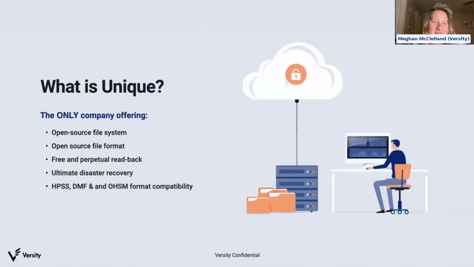What's unique about Versity: it's an open source file system and file format. You can read the data in your mass storage system with the tar tool that comes on your desktop. It's an open source common tool that you can use to read that data, which I think is really important for users. You own your data and you can always read it. It's a free and perpetual read back. When you're a Versity customer, you can always use Versity software to read your data back. And we have the ultimate disaster recovery guarantee, which means that even without Versity, you could read your data.